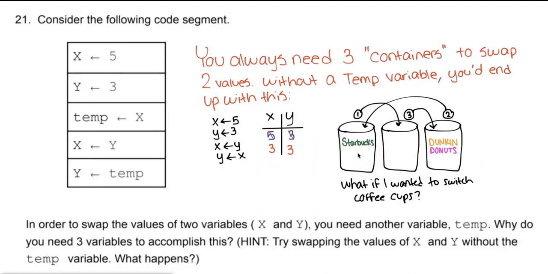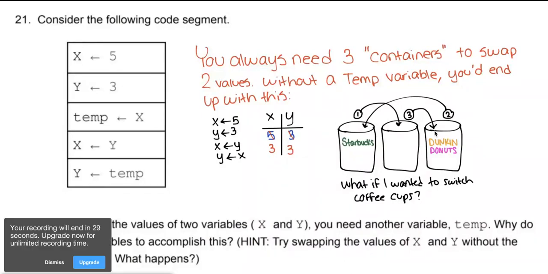Okay, so now my Starbucks cup has Dunkin', my middle cup has Starbucks, then I would take my middle cup and pour it into the Dunkin' cup. So that's the order. So Starbucks into here. Now the Starbucks is empty. Dunkin' into the empty Starbucks. And now that middle cup has Starbucks in it, and I would put that into Dunkin'. So that is how we switch two cups of coffee, and that's how you also have to switch two variables. So you always need that third variable when you're switching two variables, and often they call it temp for temporary.